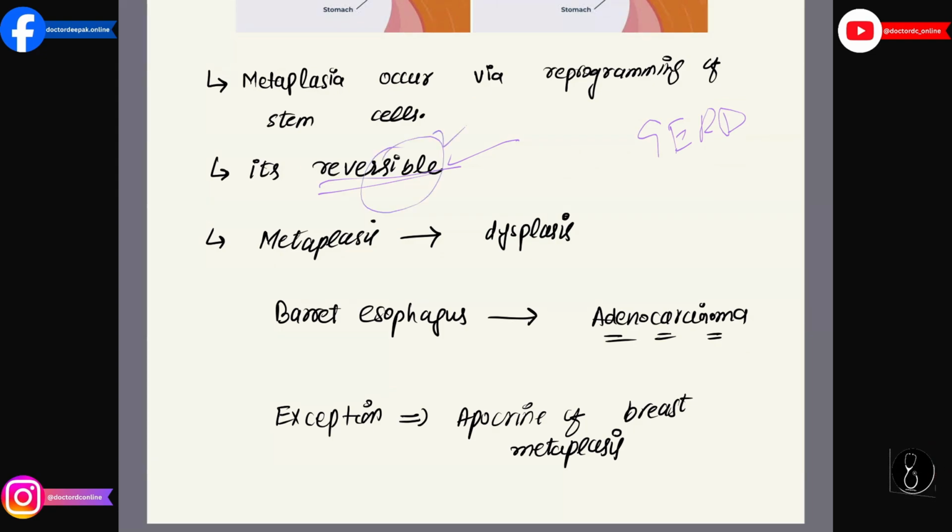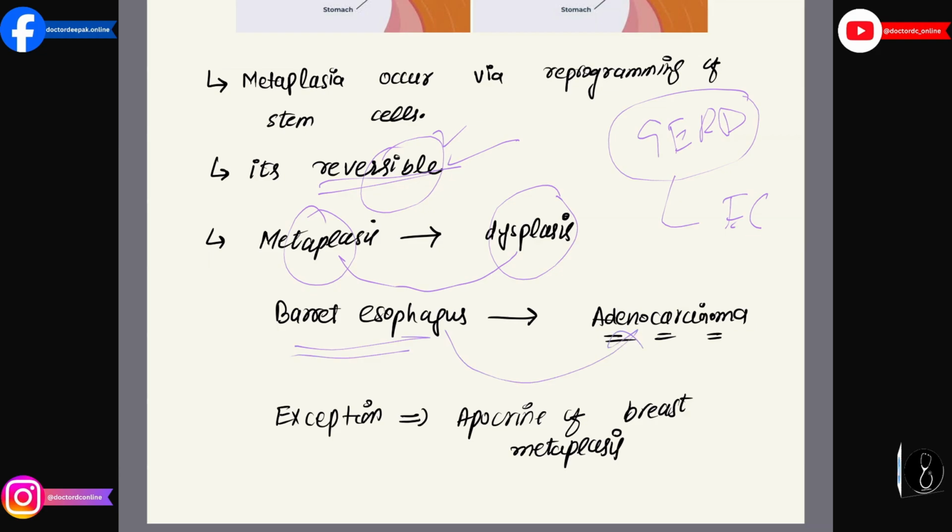But please keep in mind, if you do not treat this GERD, it can lead to esophageal cancer. So metaplasia can become dysplasia. Dysplasia we will discuss in the next slide. Just keep in mind, dysplasia is a pre-cancer state. Here I mentioned Barrett esophagus can go into adenocarcinoma. Barrett esophagus is a metaplasia of the esophagus, and adenocarcinoma is the cancer state of the esophagus.